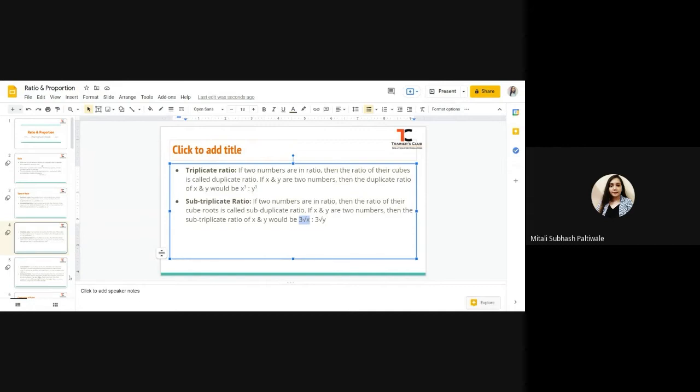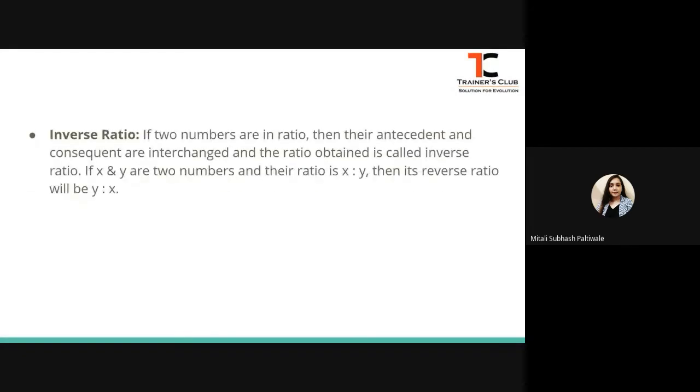Now there are ratios related to invertendo, the inverse of a ratio. If the ratio is x is to y, then you just need to reverse it. That means you take the inverse of the ratio, that is y is to x. That's how you get the inverse of a ratio.